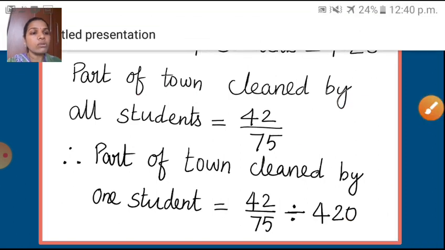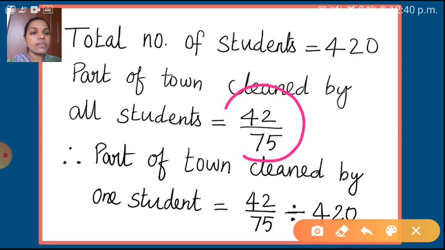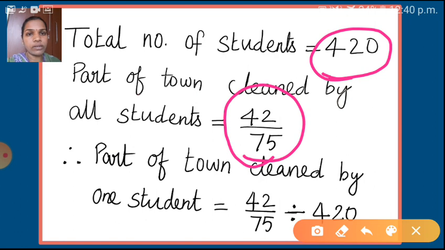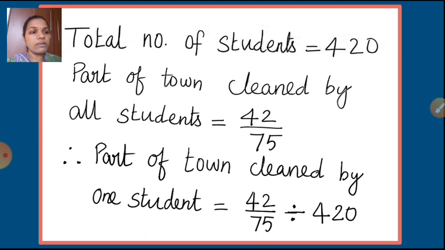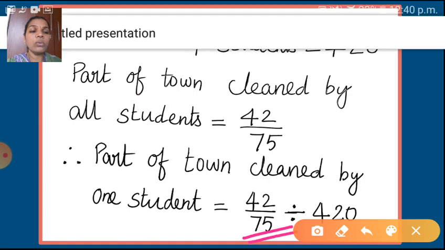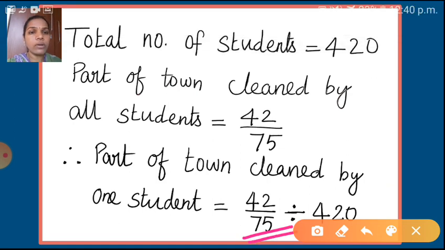So what do we have to do? Yes, we have to divide. The part of town cleaned by all students is divided by the total number of students. Okay, 42 upon 75 is divided by 420. Because we should find what? Yes, how much part is cleaned by one student. That we have to find. For that we have to divide this fraction by 420. Okay, so children, see here. I hope you understood this statement. So here the third statement you have to see: 42 upon 75 is divided by 420.